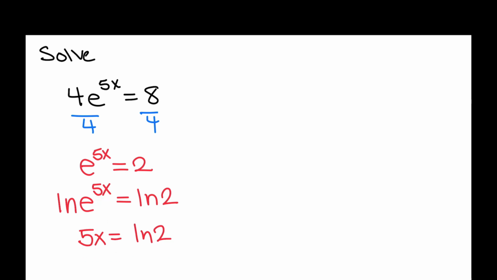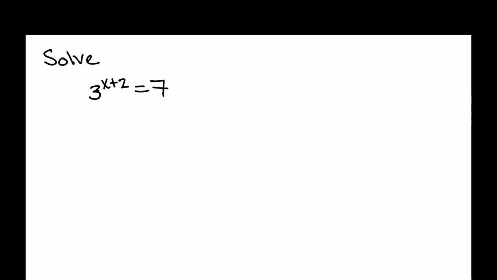So 5x equals ln 2, and then I can take natural log of 2, divide it by 5 to get x. So my solution to this equation is natural log 2 divided by 5. You can leave the answer like that, or if you want a decimal approximation, that's something you could put into your calculator. Natural log of 2, and then divided by 5.